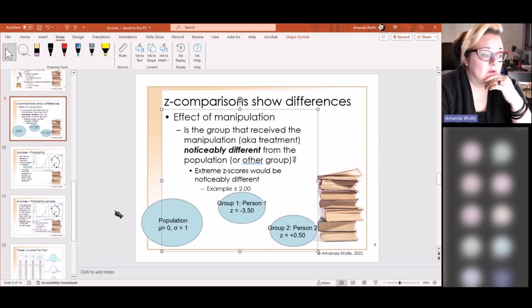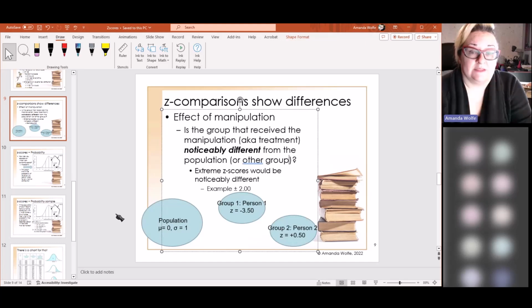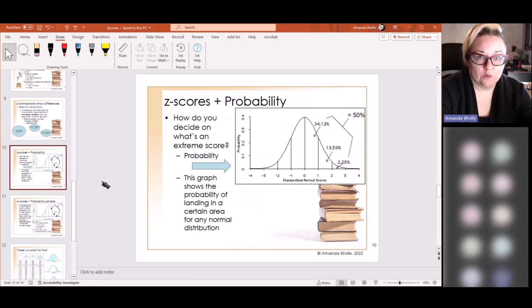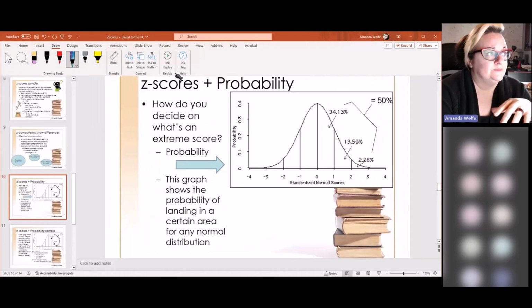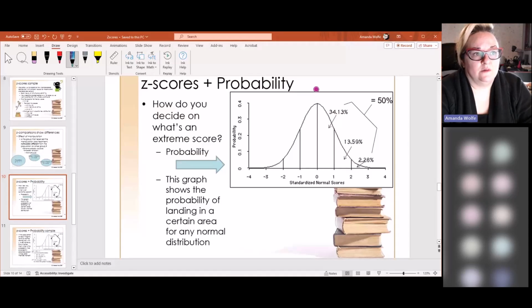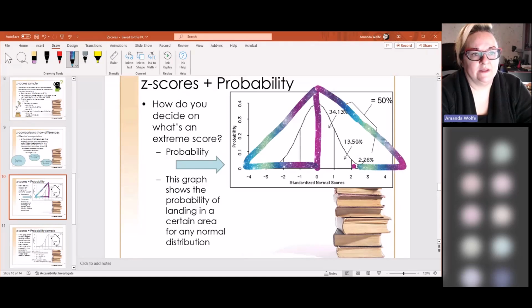This comes into play a lot with hypothesis testing. We can use z-scores to understand probability. And this graph here, what this means is if I know that with that normal curve, that half of the distribution is in one side, that would mean that half of it is in the other side, right? Because again, it's symmetrical.